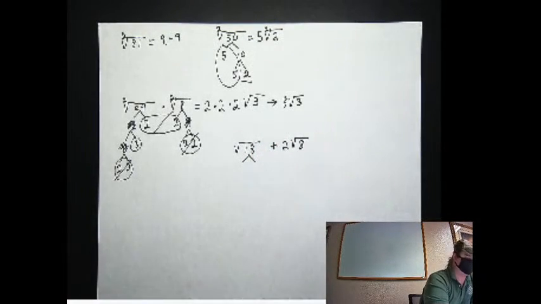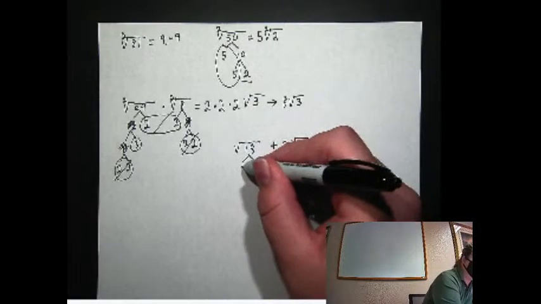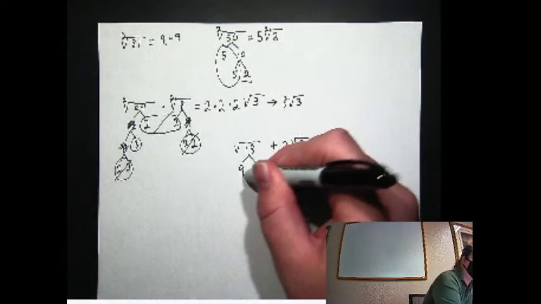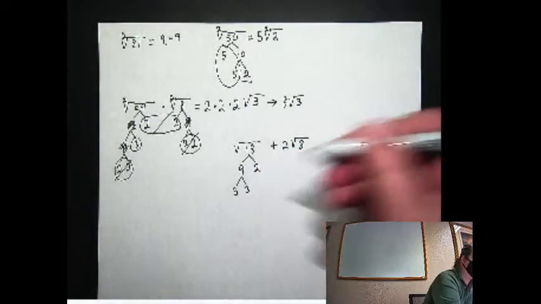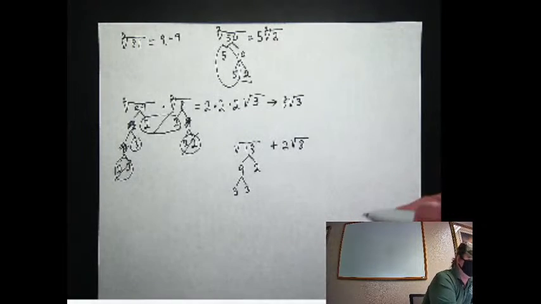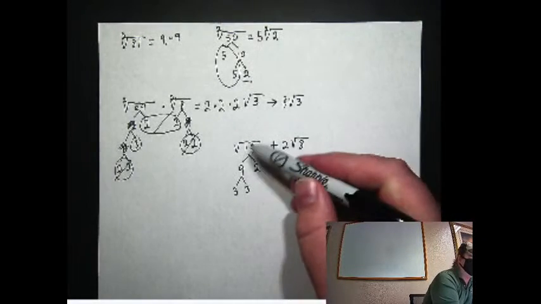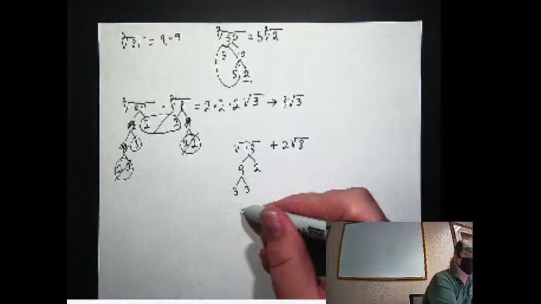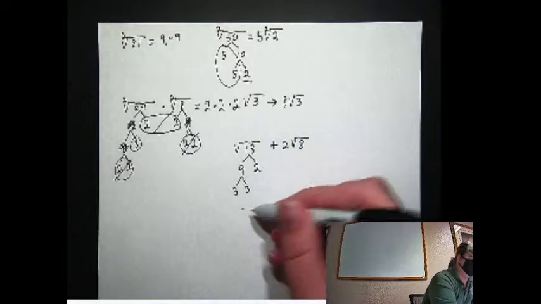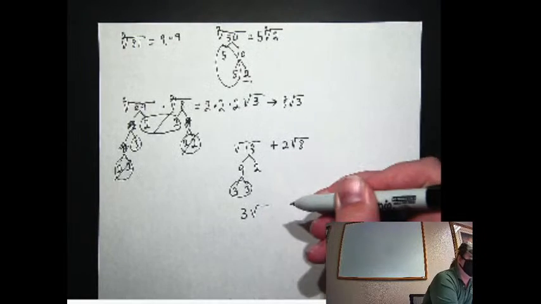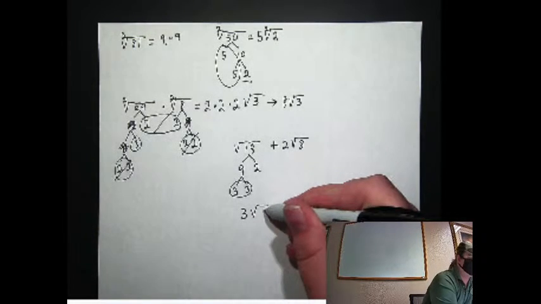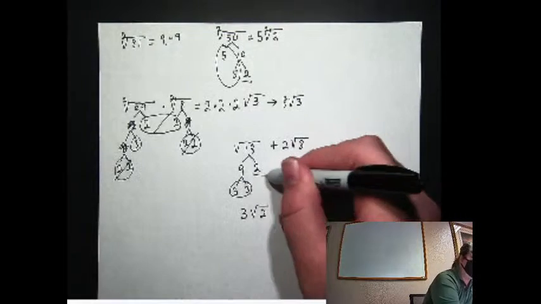So 18, we know is 2 and 8. I'm sorry, 2 and 9. 9 is 3 and 3. So what would this simplify down to? What's on the outside of my root now? 3. The 3 is the thing that matches up. And what's left on the inside? 2. Because it didn't match with anything.